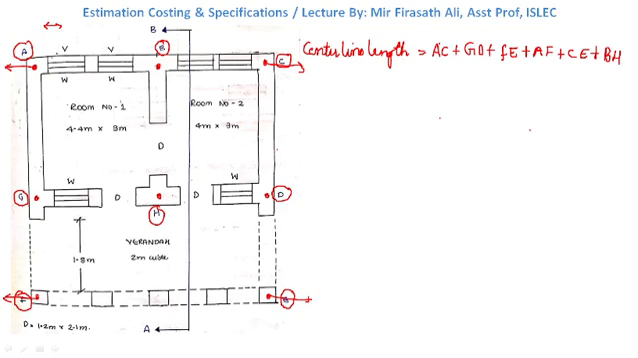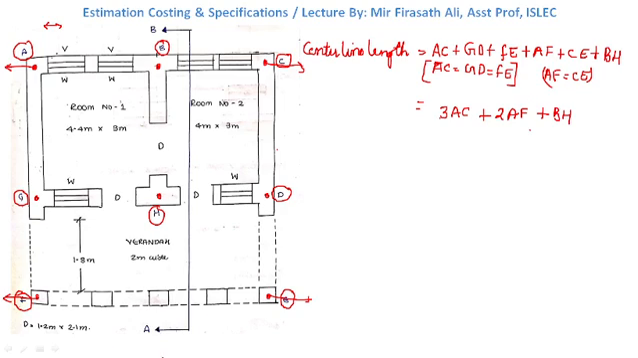All these lengths are equal. AC is equal to GD is equal to FE. These 3 are equal, and AF is equal to CE. So, if we substitute now, what will we get? 3AC plus 2AF plus BH. This will be the formula for us.